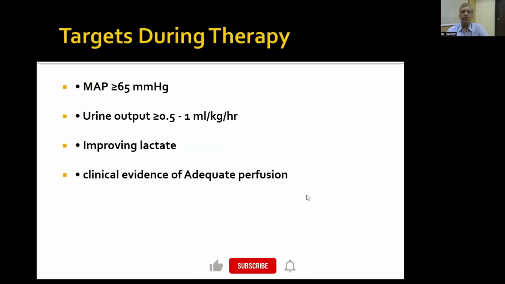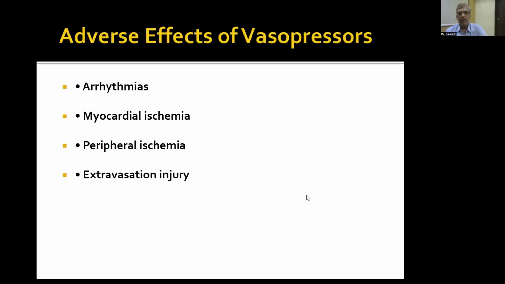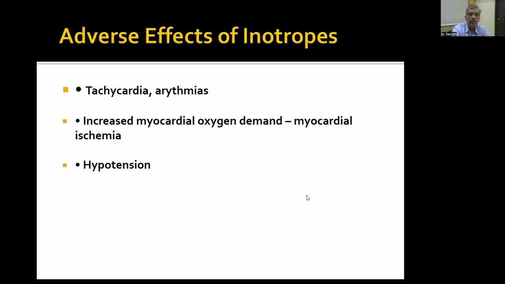Our targets during the therapy, as we already discussed: mean arterial pressure should be more than 65 mmHg, urine output should be 0.5 to 1 ml per kg per hour, improving lactate level, and clinical evidence of adequate tissue perfusion. You can use the capillary refill time also. Now, the adverse effects of the vasopressors, and for that matter inotropes: all of them can cause arrhythmias. They can cause increased oxygen consumption of the myocardium and lead to myocardial ischemia. They can cause peripheral ischemia in higher doses, and extravasation injury can sometimes be troublesome. It can cause extensive necrosis.